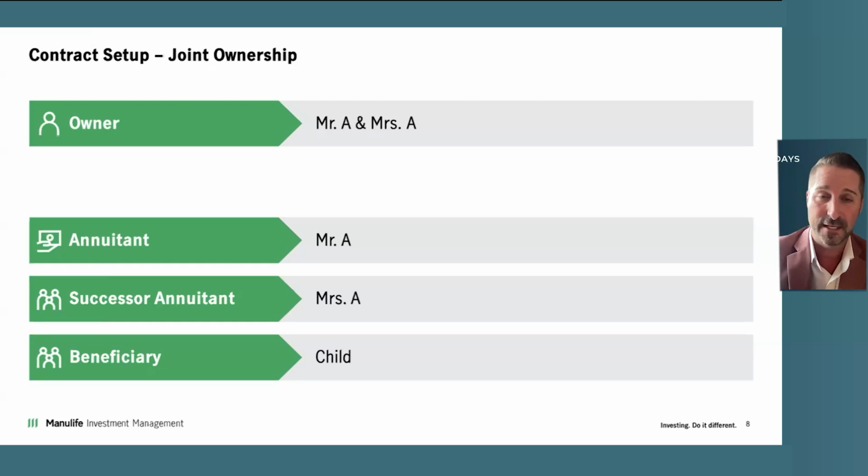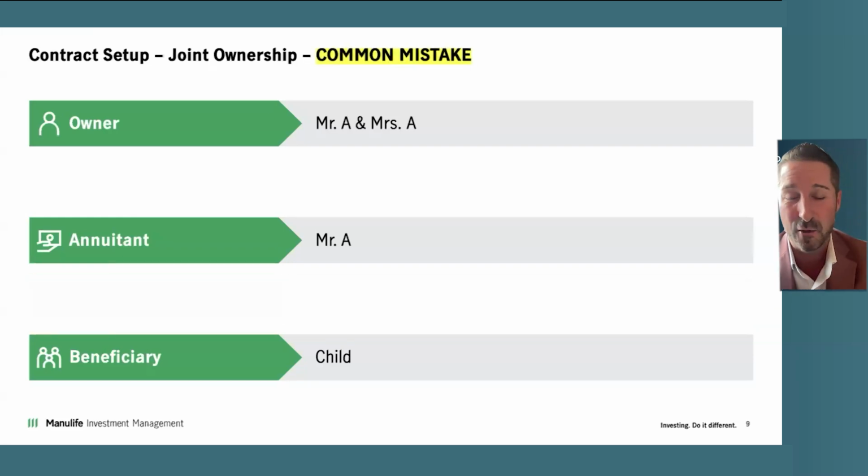So I like this for, again, jointly held money, but keep in mind, and this is a common mistake that came up not too long ago, unfortunately, if you're doing a jointly held contract, make sure you're naming both the annuitant and successor annuitant. What happened here? Mr. A dies first, right? Contract ends. Death benefit is paid to the child, leaving Mrs. A out in the cold. And if for some reason, say the parent and the child, or Mrs. A and the child, don't get along, there's no obligation for the child to return the money. It's just not a good scenario. Okay, so if you're having a jointly held contract, make sure you have both the annuitant and successor annuitant named.